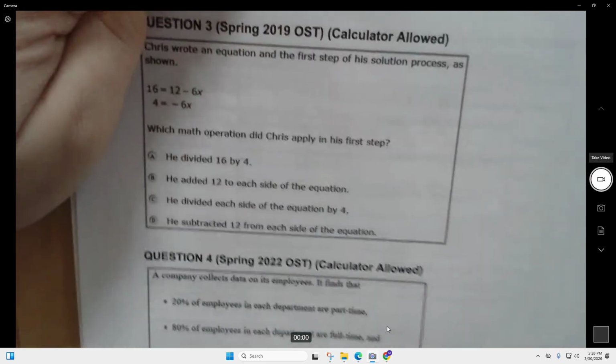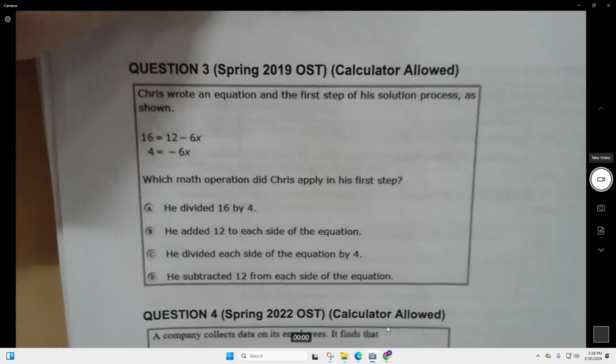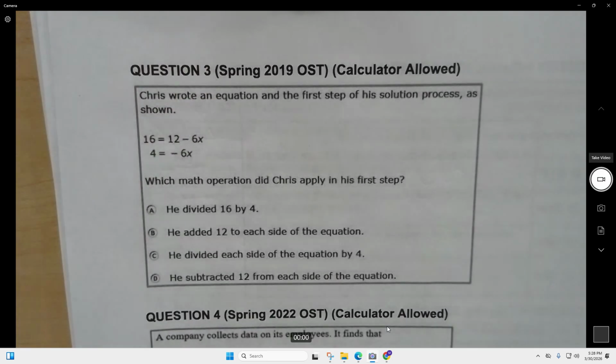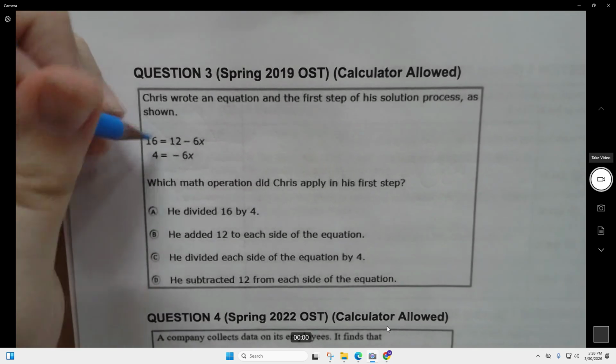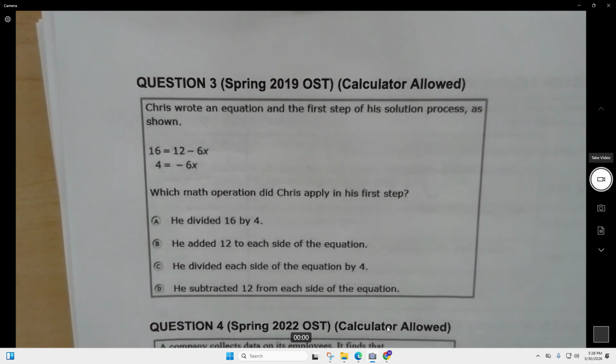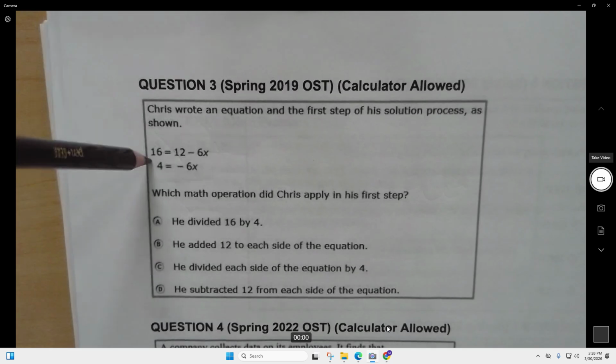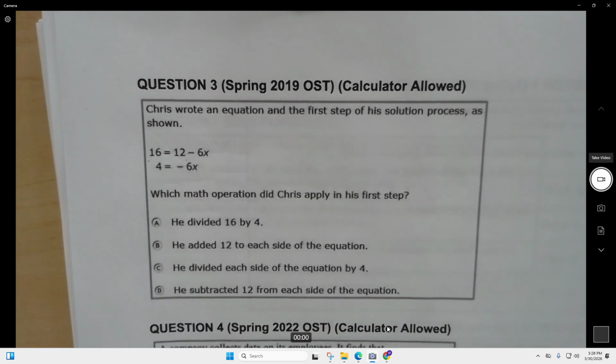All right, we move to question number 3, Spring 2019 OST. Chris wrote an equation and the first step of his solution process as shown. 16 equals 12 minus 6x, and then the next step is 4 equals negative 6x. Which math operation did Chris apply in his first step?